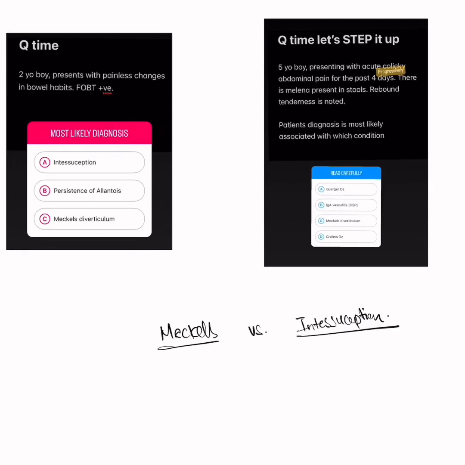What's up, guys? So our two questions from today have to deal with Meckel's diverticulum and intussusception. Before we approach the questions, let's just quickly speak about Meckel's and intussusception.